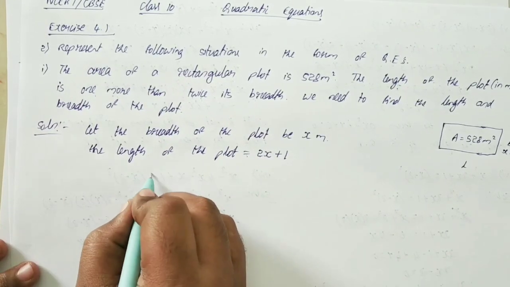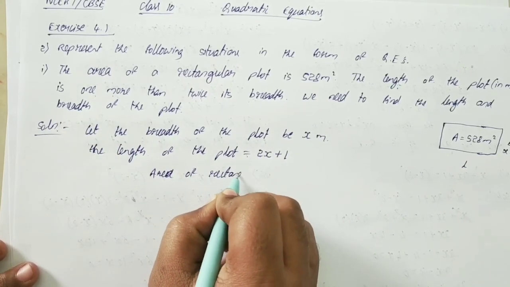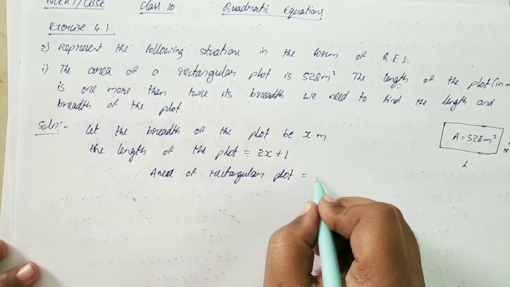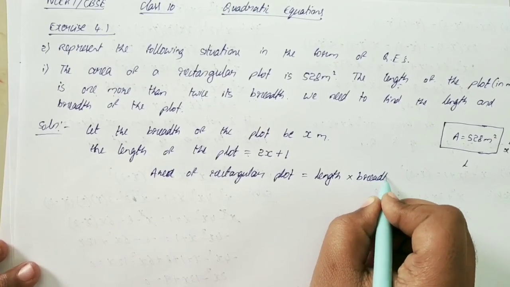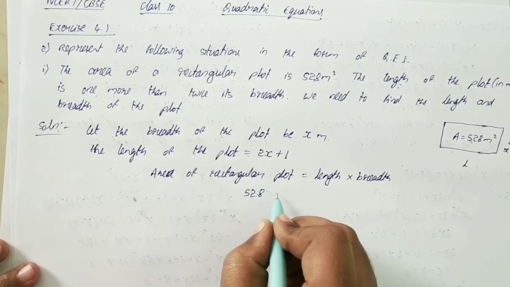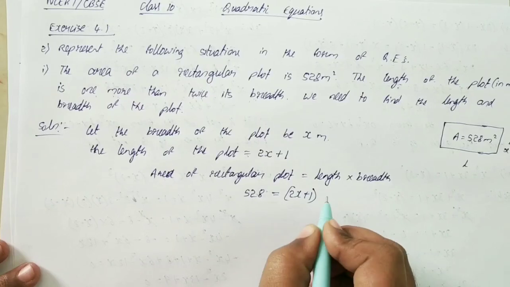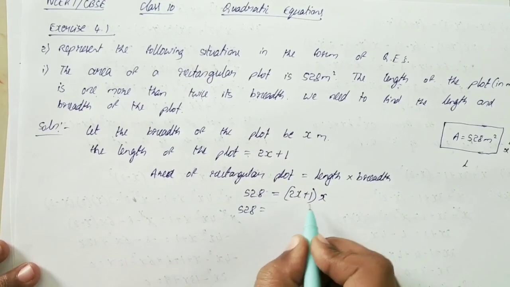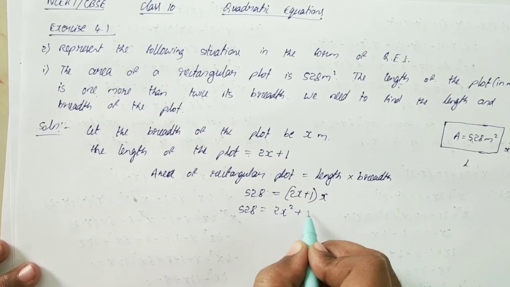Next, what is the area of a rectangle formula? Area of the rectangular plot is equal to length into breadth. What is the area of the rectangular plot they have given? 528 meter square. 528 meter square is equal to length. What is the length of the plot? 2x plus 1, then into breadth. What is the breadth we took? x. So here 528 as it is. So x into 2x is 2x square, plus 1 into x, 1x.